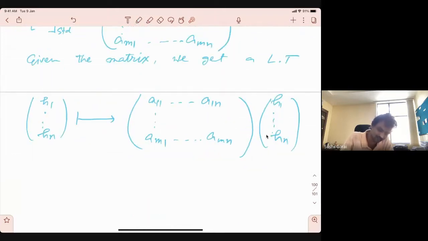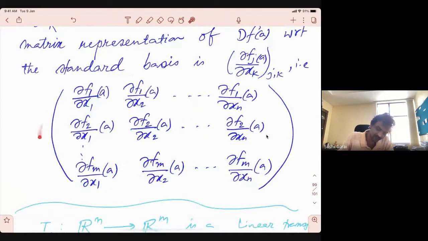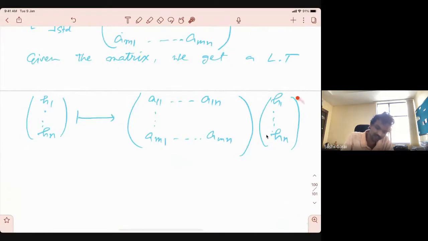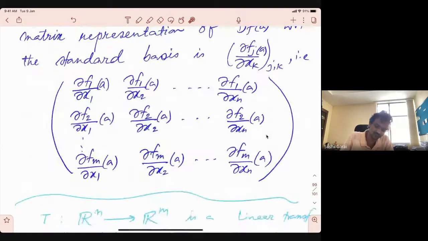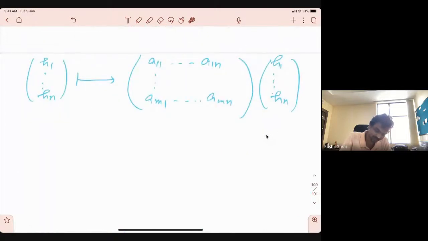So the point is that once we know the matrix representation, you can always think of the derivative in this form. You can think of the derivative as the matrix. That was my point. You can always think of the derivative as this matrix. And this is very, very useful. You'll see why it is useful perhaps in the next class itself.